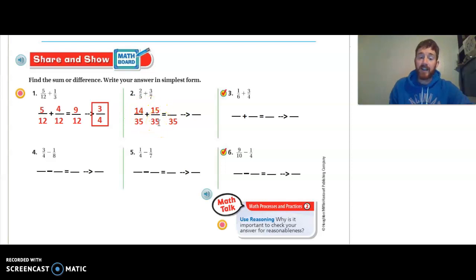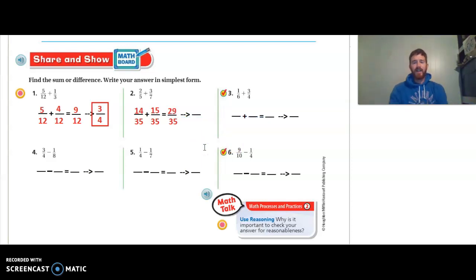So I can add these together because, again, I've got the common denominator and I can tell how many total 35ths I have. So in this case, 14 plus 15, again, you might have to stack them off to the side if you need to. That's totally fine, but that's going to make 29 35ths.